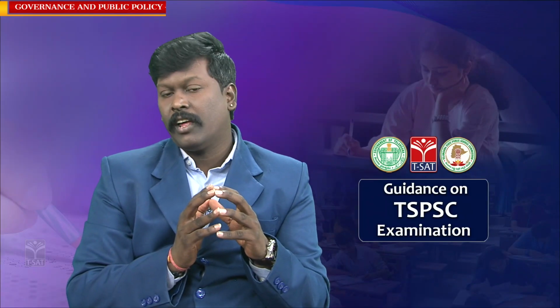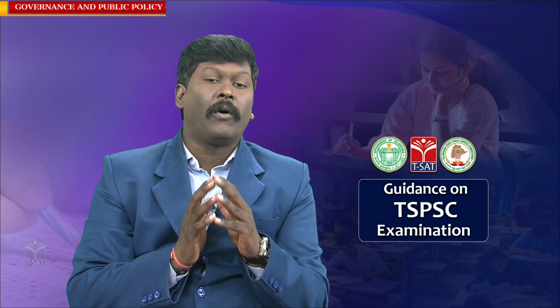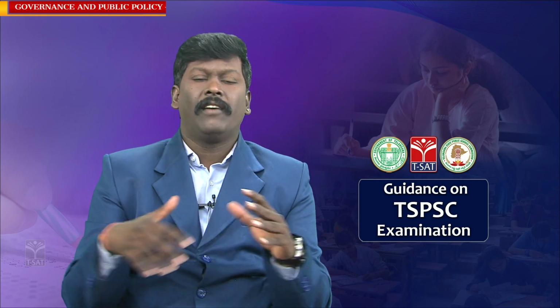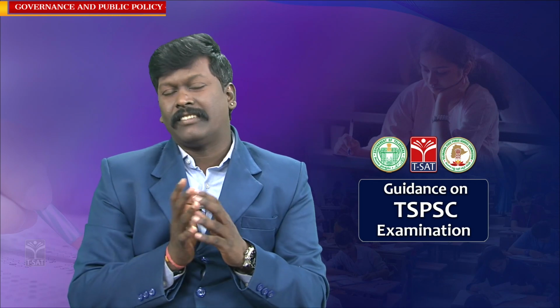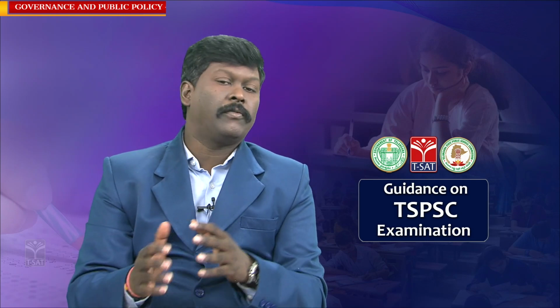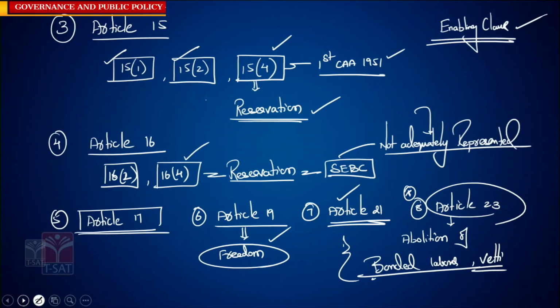Article 23 says the state shall take steps in abolition of bonded labor. Generally, if you look at the villages, SCs and STs were taken as bonded labor or forced labor. So this article can be specific to SCs and STs. So this is your Article 23.